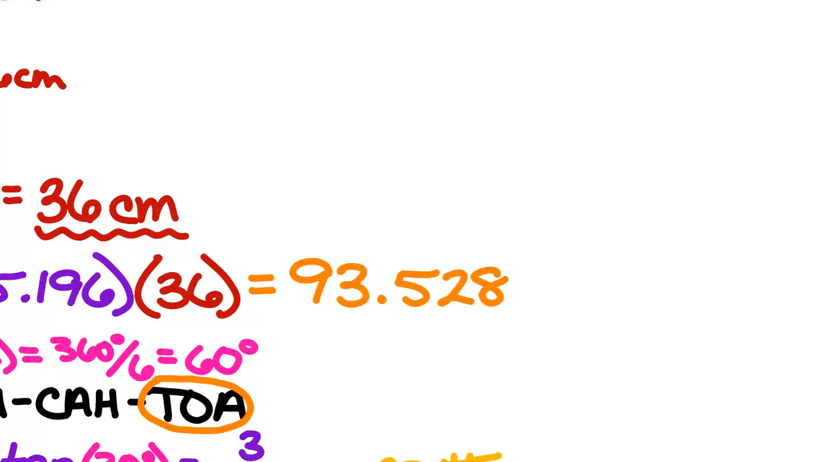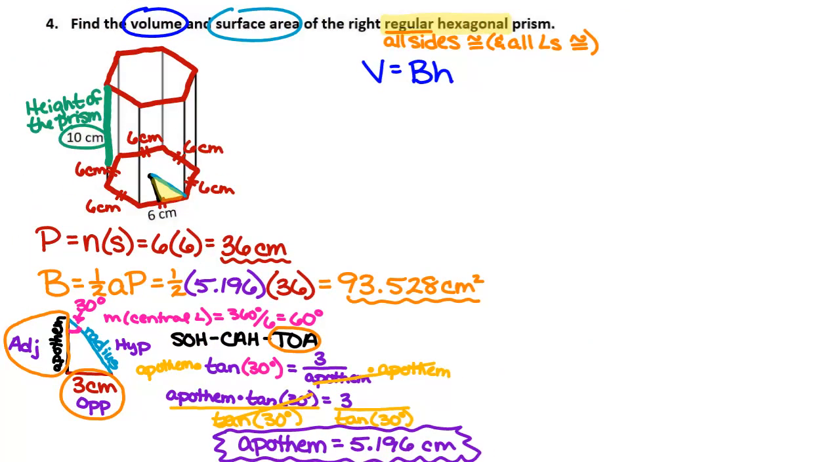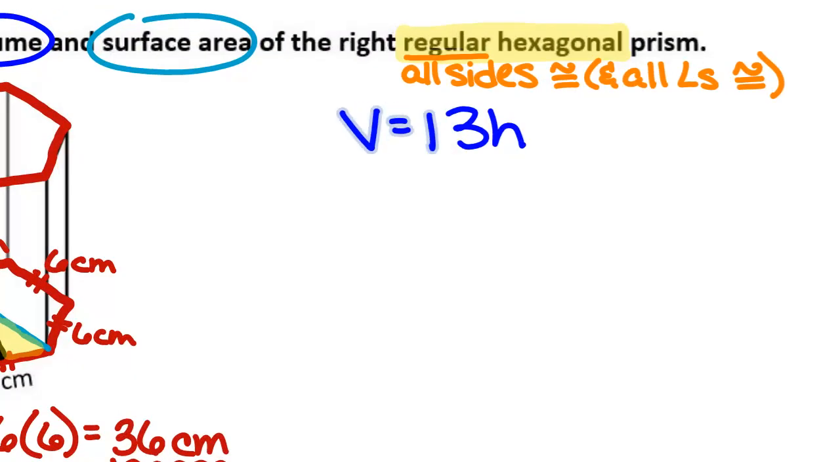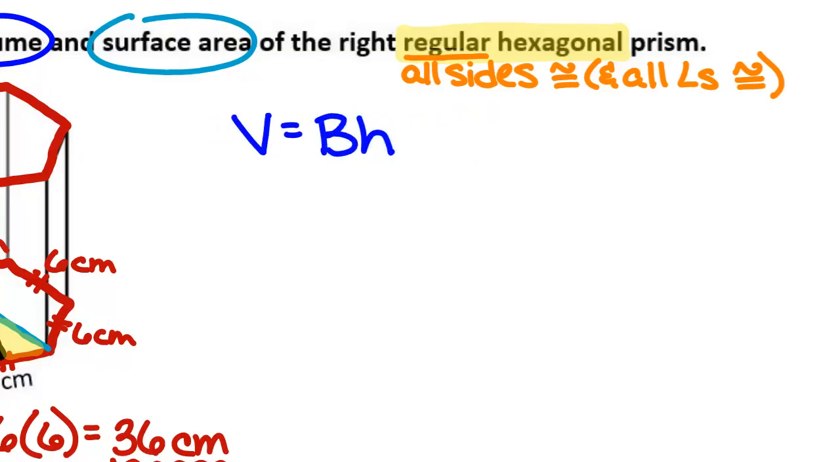0.528. Thank you. I just couldn't hear. Centimeters squared. All of that worked for the area of the base, but now we have the area of the base, so we can easily find the volume of the prism. We have our volume formula.